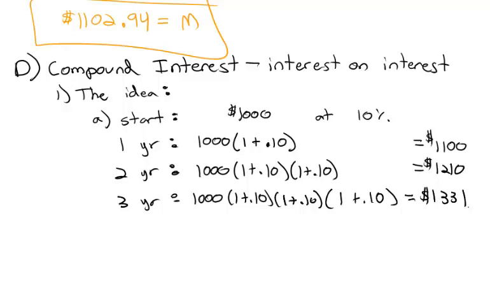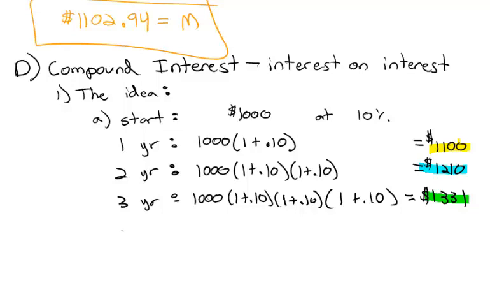And what's neat about this is the amount of your increase is increasing. So you're earning more money the longer you leave it in there. Notice the first increase, we earned $100. The second increase, we earned $110. The third increase, we earned $121. So the amount that we're increasing is increasing as well. We're earning interest on the interest.